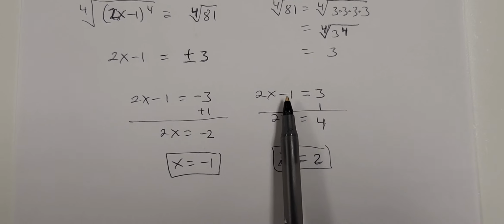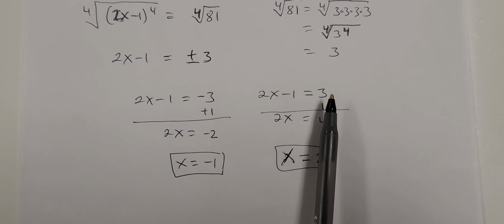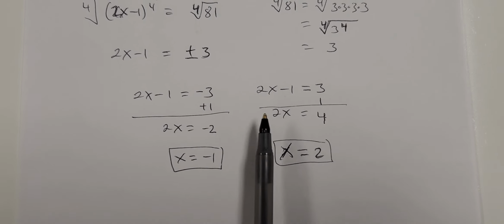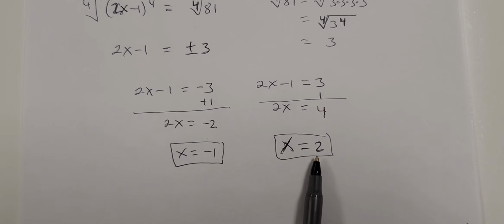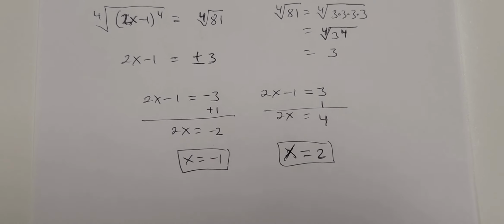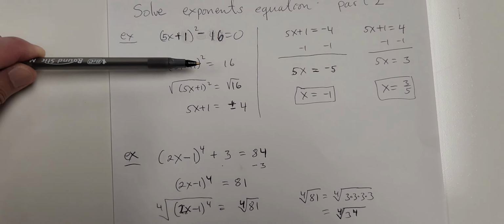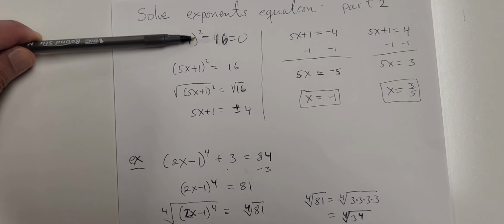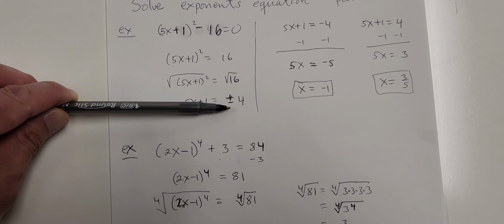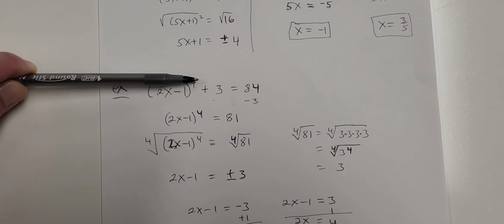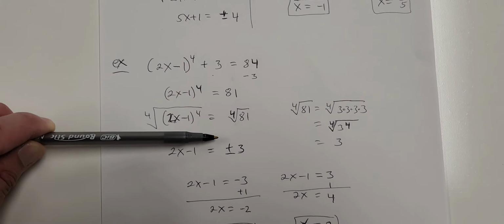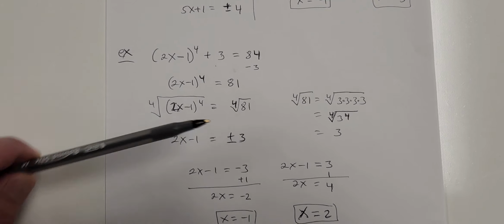Over here, same thing. Bring the 1 over, it becomes positive. 3 plus 1 gives me 4. And then divide by 2 gives me 2. Okay, so be very careful. When I have an even power, I put positive and negative. Here we go again. This is an even power, so make sure you put plus and minus.